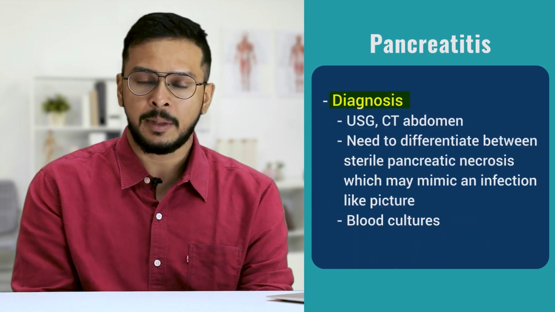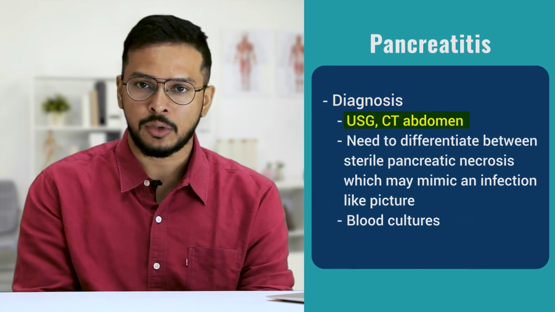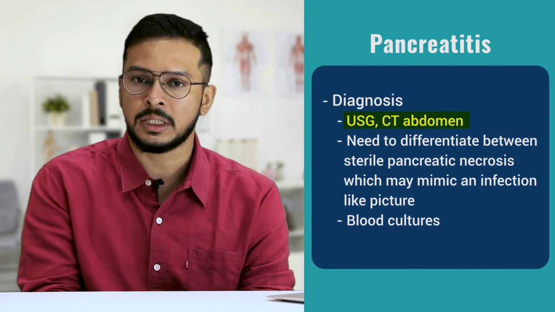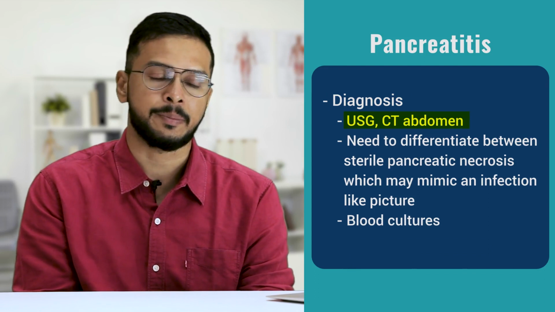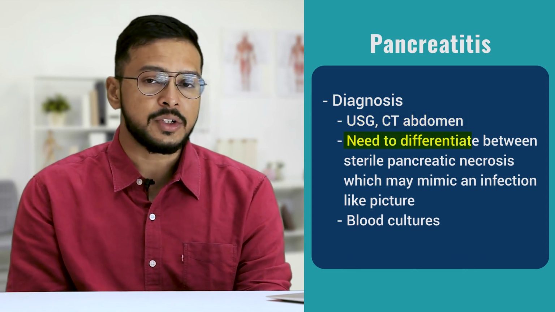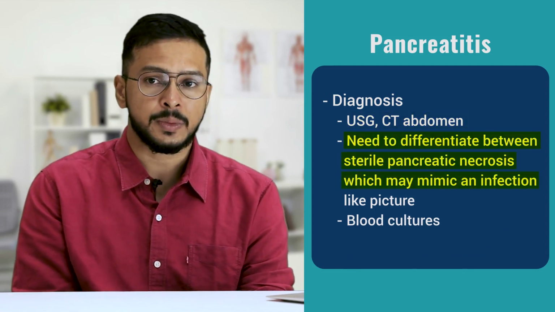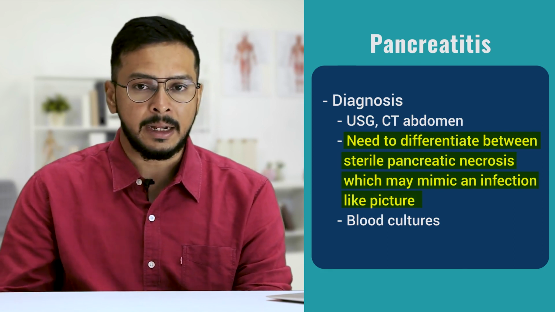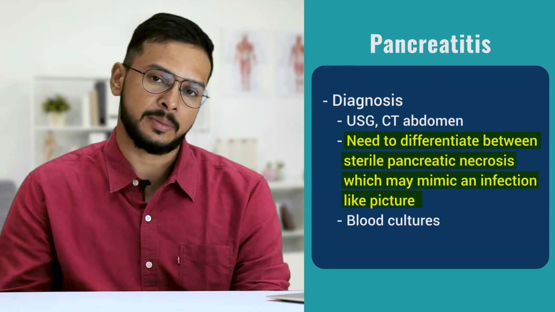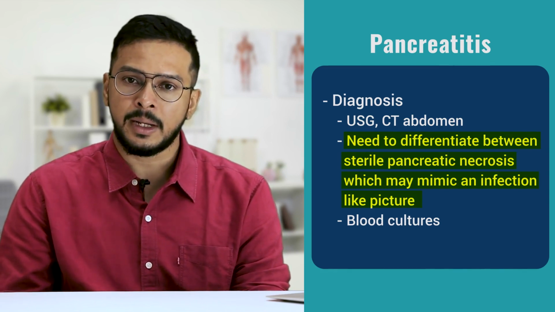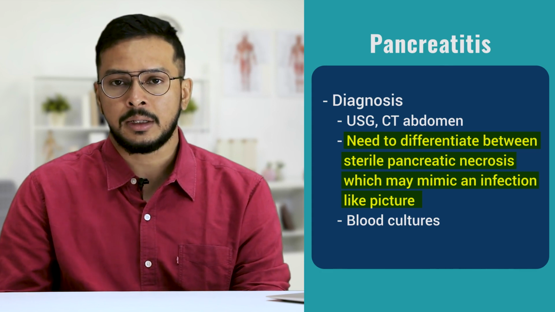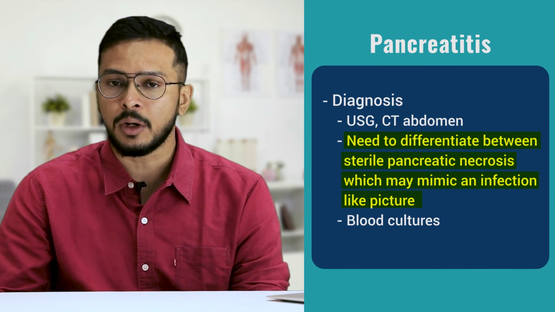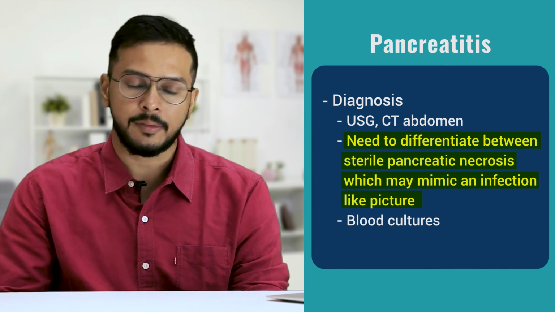So the diagnosis is usually by ultrasound, CT abdomen, which can show inflammation of the pancreas. If at all there is a necrosis, it can show pancreatic necrosis, peripancreatic collections, etc. And you have to differentiate between sterile pancreatic necrosis, which is usually common in the acute stages within 1 week of pancreatitis, and the real infection of the pancreas, because both can present in a similar way, that is, a patient presents just like a patient with sepsis. But what actually is happening is an inflammatory response to acute pancreatitis itself.